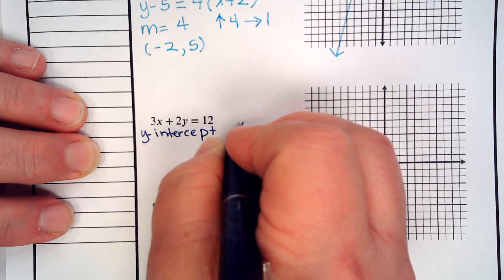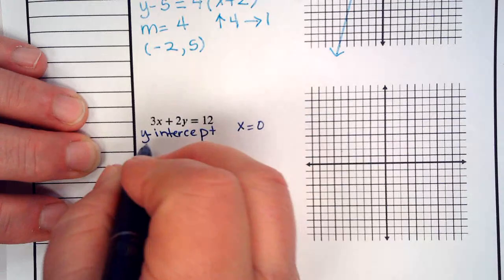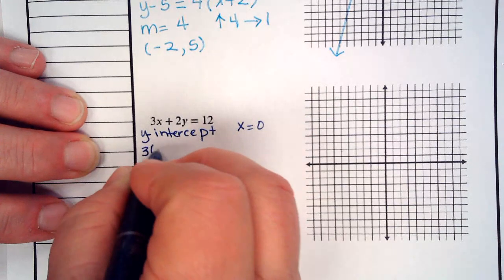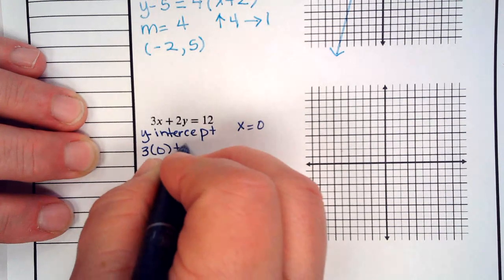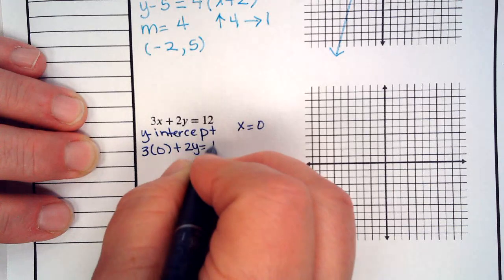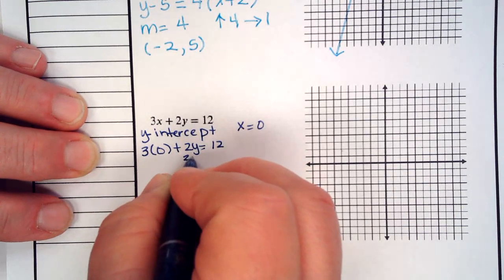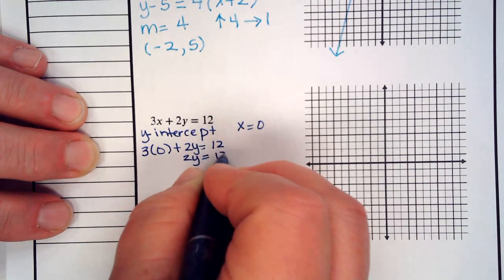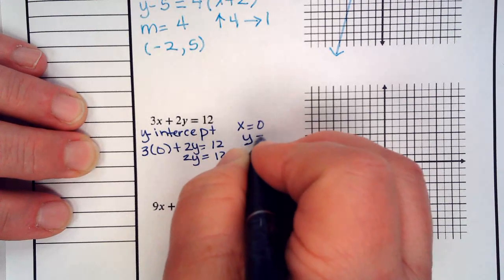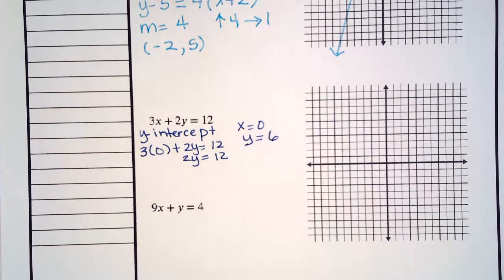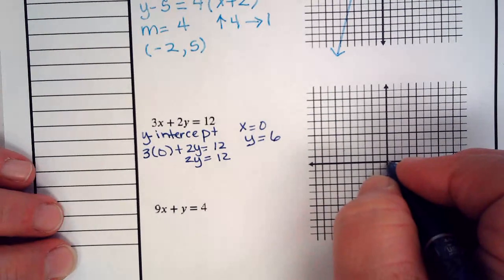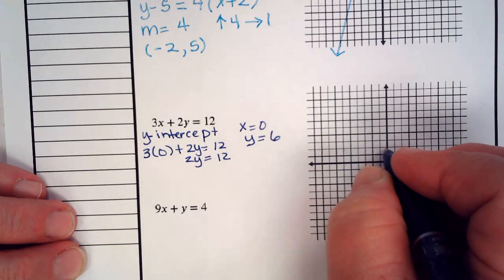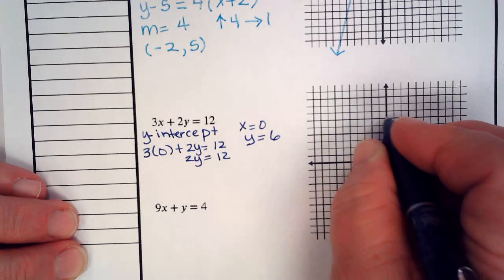That's where x is equal to 0. So 3 times 0 plus 2y is 12. 2y is 12. Y is equal to 6. There's my first point. 0, 1, 2, 3, 4, 5, 6.